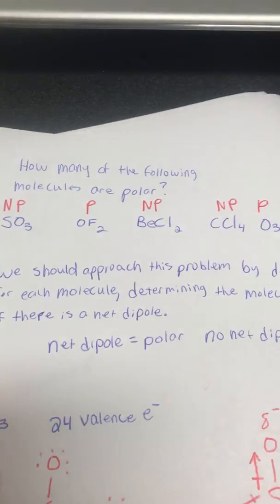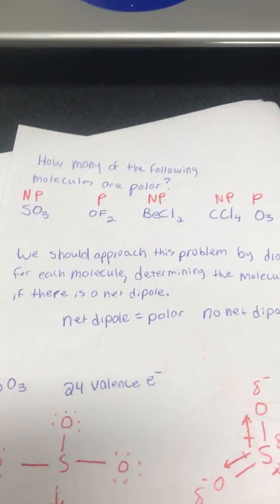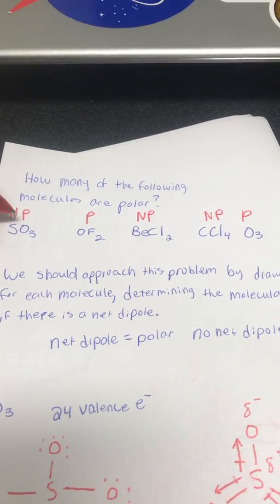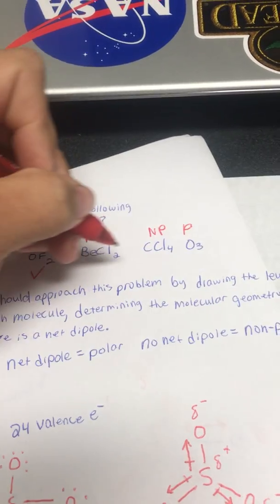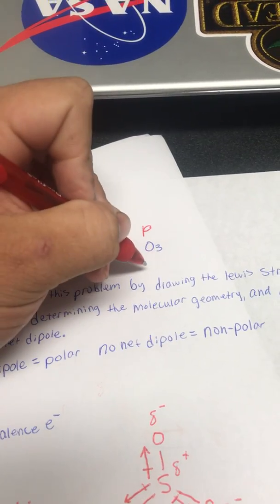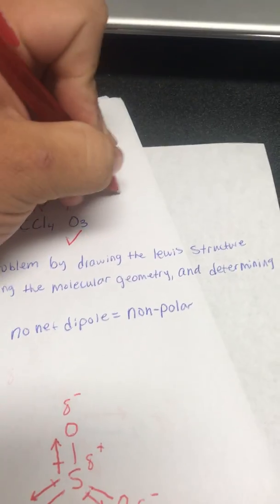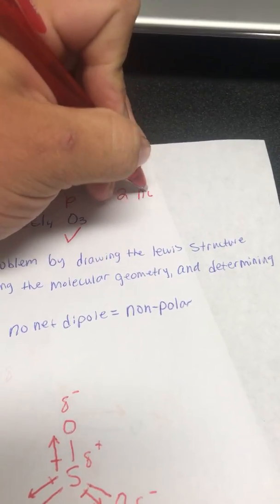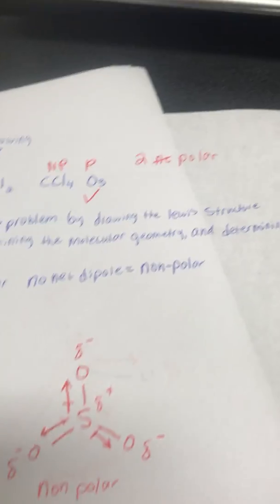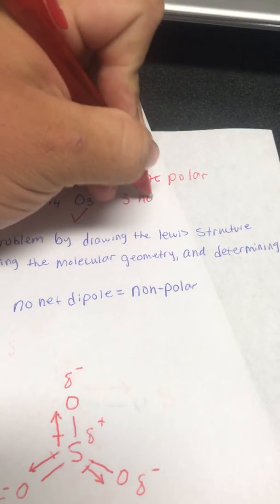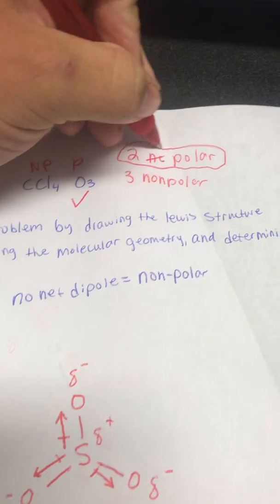The problem asks us how many of the following molecules are polar. Let's count and find out. Nonpolar, we have one polar, so that's one. Nonpolar, nonpolar, one last polar. There we go. So we will have two polar molecules and 3 nonpolar. So 2 polar will be our answer.